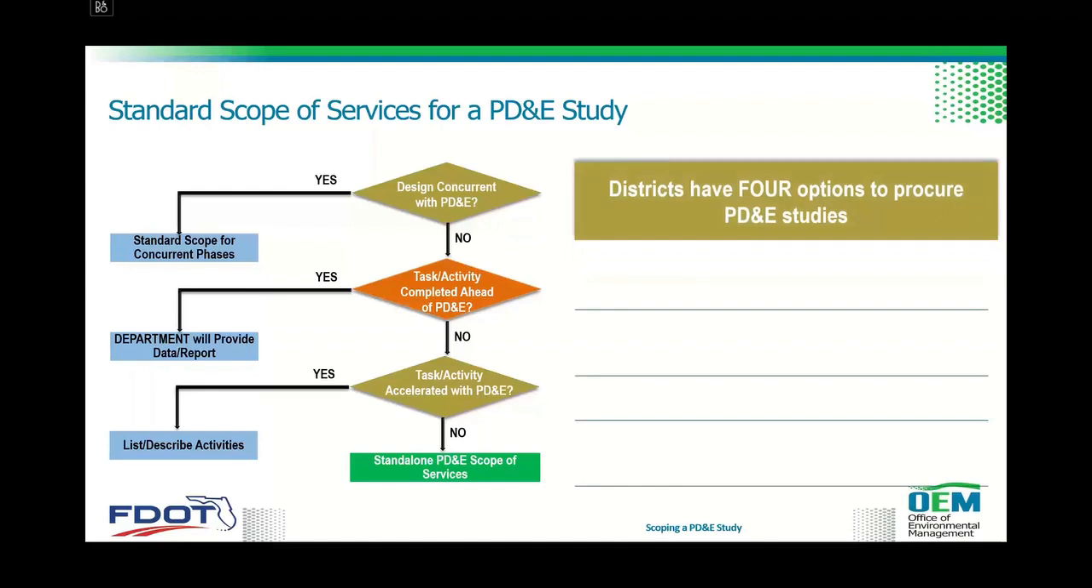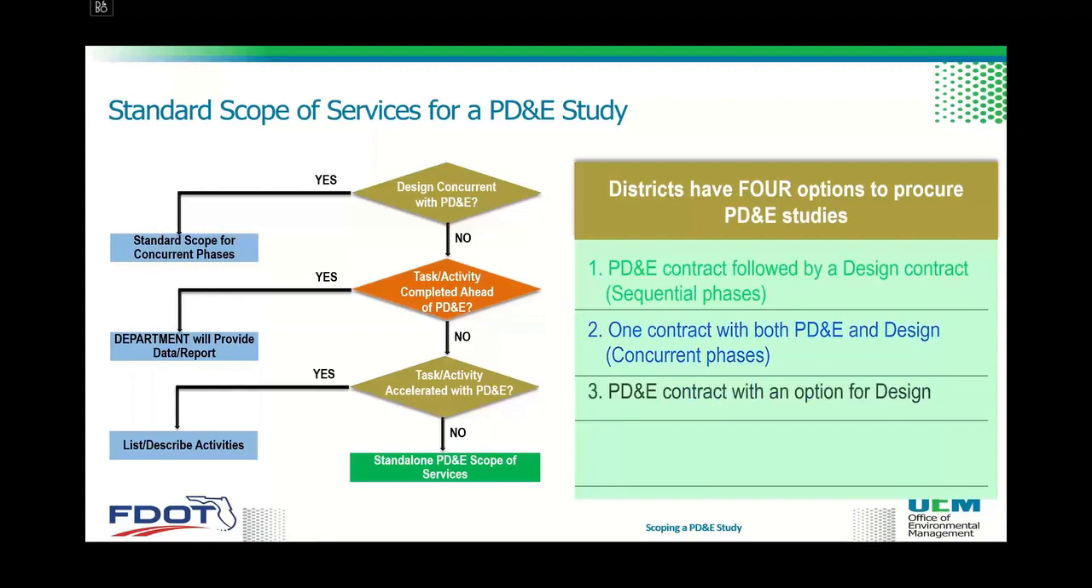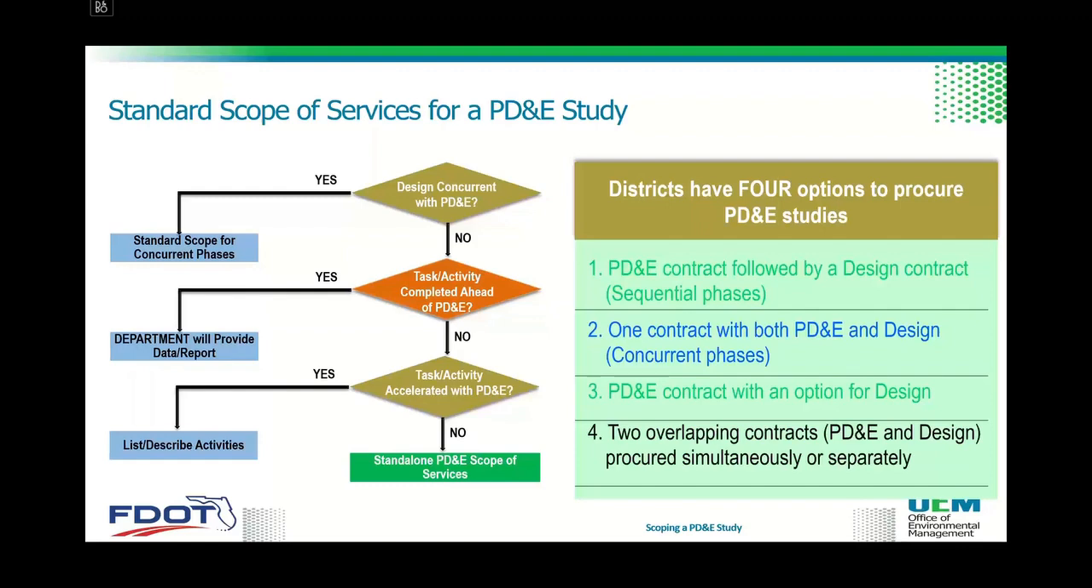So there are 4 options to procure a PD&E study. The first is a PD&E contract followed by a design contract, which would be sequential phases, no overlap. Second, one contract with both PD&E and design in concurrent phases. The third would be a PD&E contract with an option for design. And finally, 2 overlapping contracts, PD&E and design, that are procured simultaneously or separately.